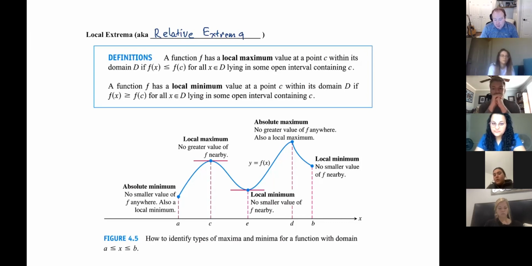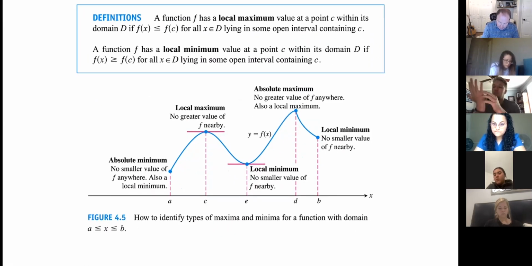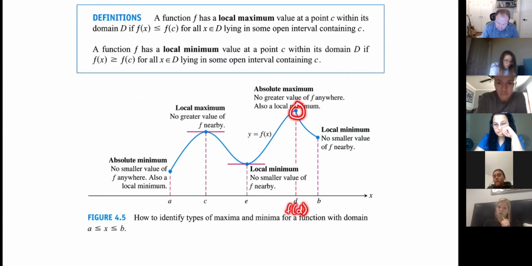So you can see we talked about this a little bit on the first slide, just while we had the full context. But you can see right here, the endpoint right here is the absolute minimum. And the absolute maximum is right here at f of d. So this is f of d up here. That's the actual absolute maximum.